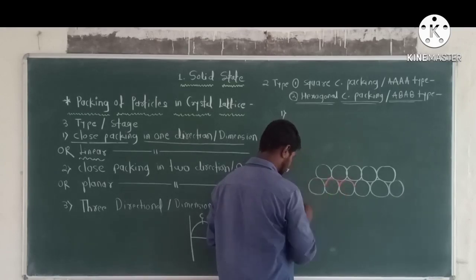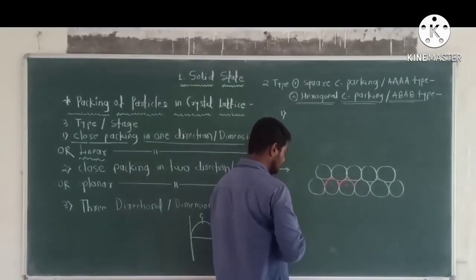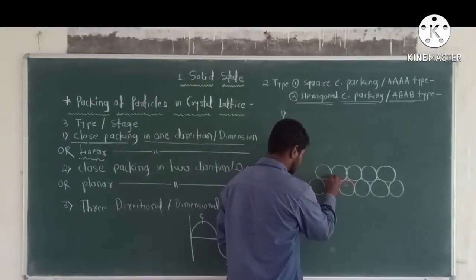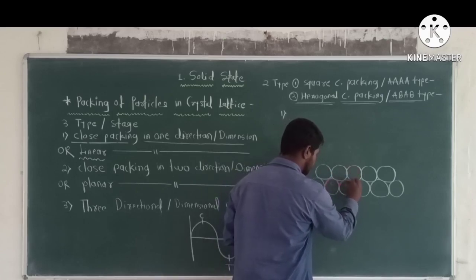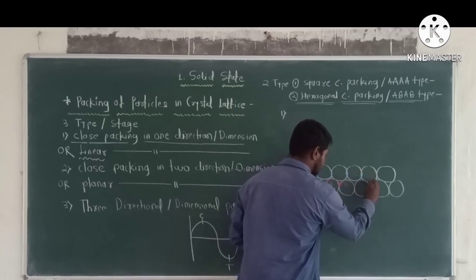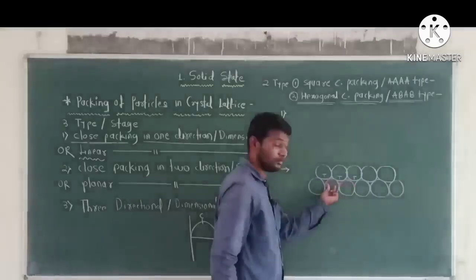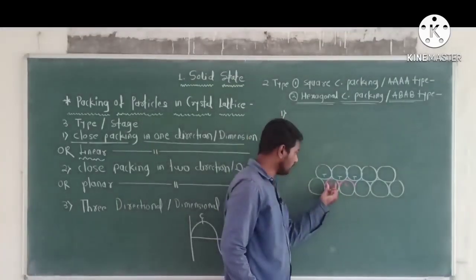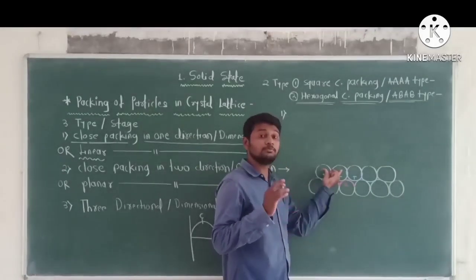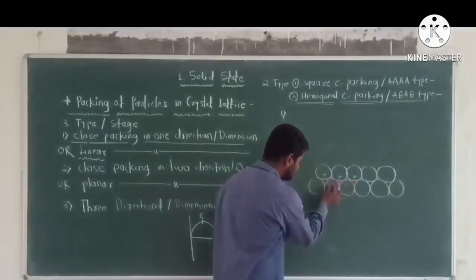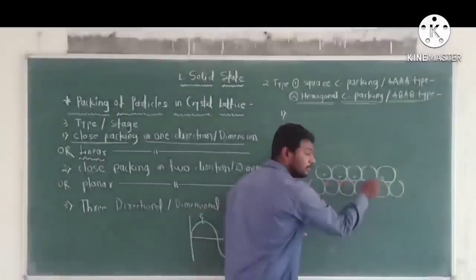This is the crest, this is the crest, and these crests are placed between the troughs. This is the trough, this is the trough, this is the trough, this is the trough. The crest of a constituent particle of one row is placed between the troughs of two constituent particles of another row. This crest is exactly placed between the troughs of two constituent particles of another row. Okay.